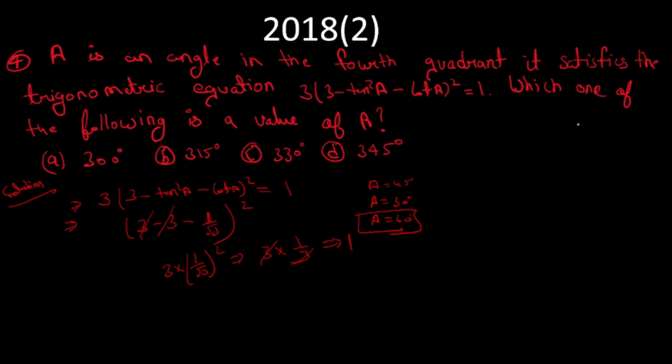We are given that a is in the fourth quadrant. So when a is in the fourth quadrant, 360 degrees minus 60 degrees is in the fourth quadrant. So option A is correct, and I hope you understood.